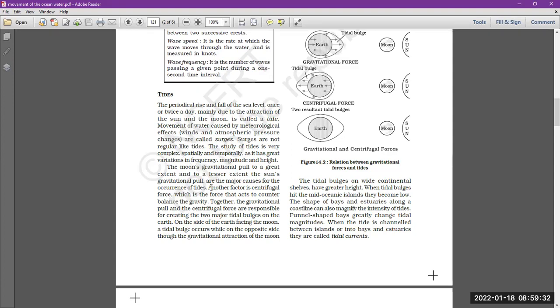So the moon's gravitational pull and the sun's gravitational pull are the major causes for the occurrences of tide. Now the second factor is centrifugal force, the force that acts to counterbalance the gravity.